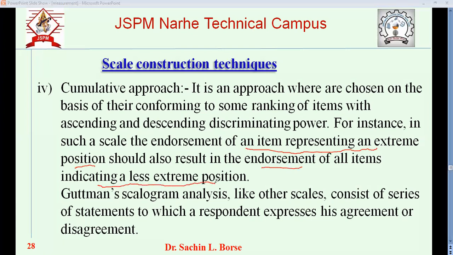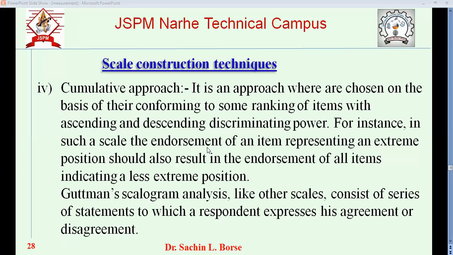Okay, that we will explain. So one of the important points regarding this cumulative approach is that it is difficult to create. I was searching for a more convincing example for this cumulative approach, and I could get one. So I will also explain that example.